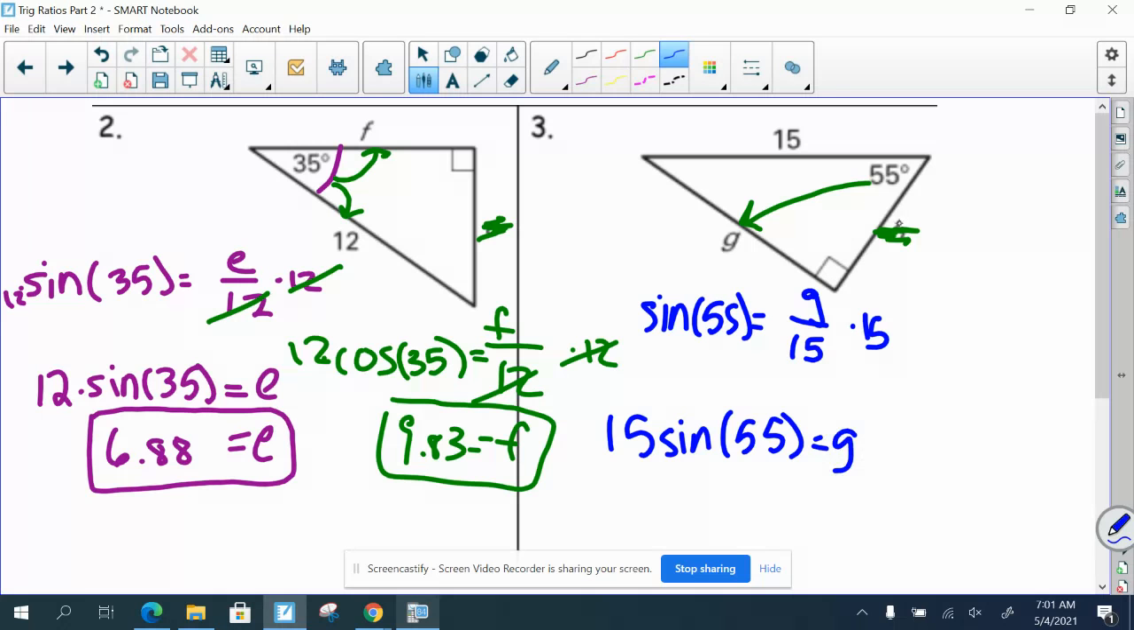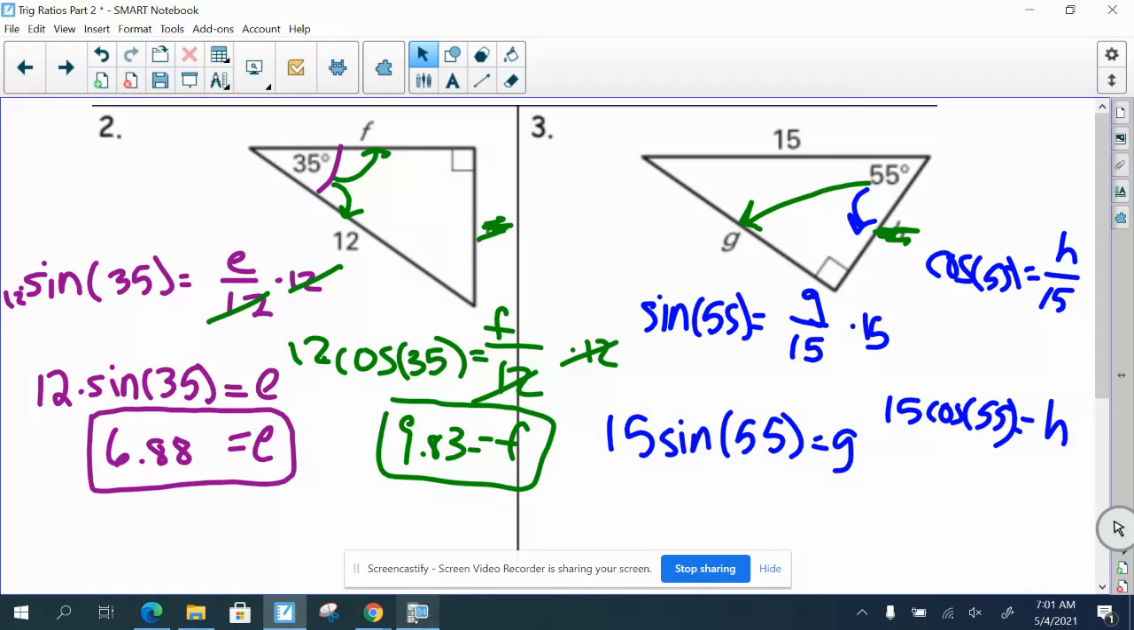And then to get h, that's going to be the cosine because it's the adjacent side. So cosine of 55 equals h over 15, adjacent over hypotenuse. So then we multiply both sides by 15. So to get h, we're going to do 15 cosine of 55. Okay, so go ahead and type both those in your calculator.